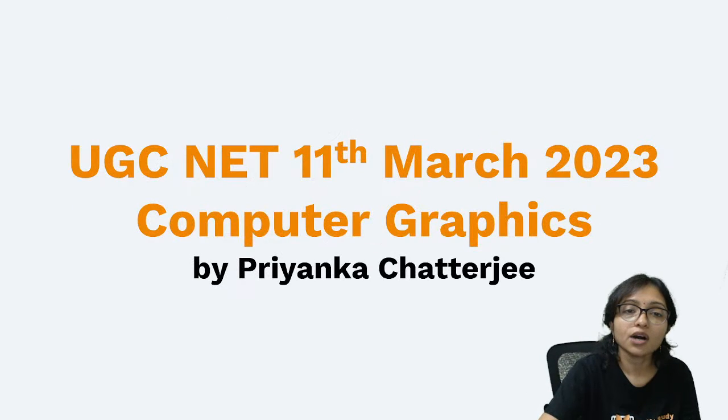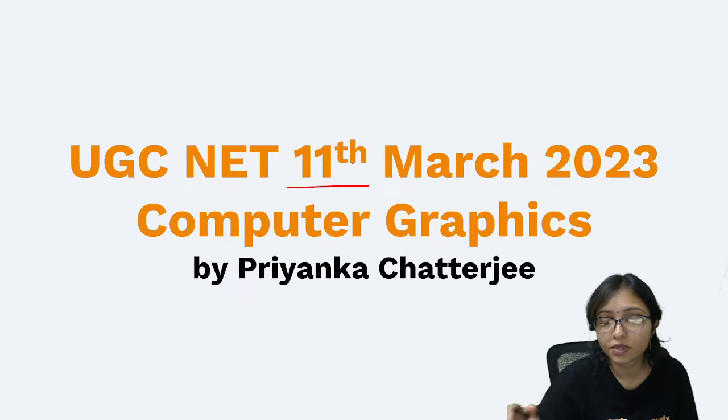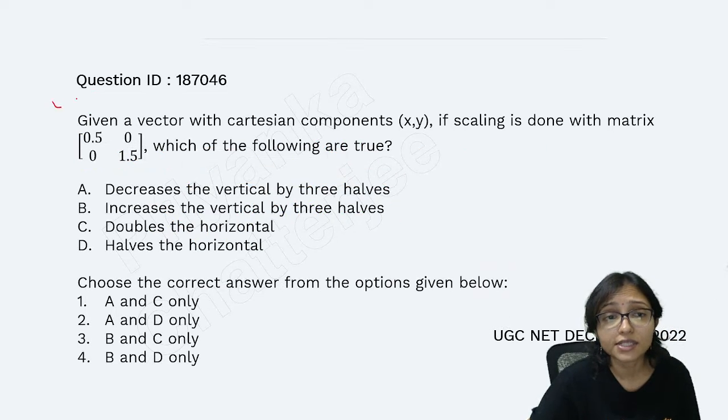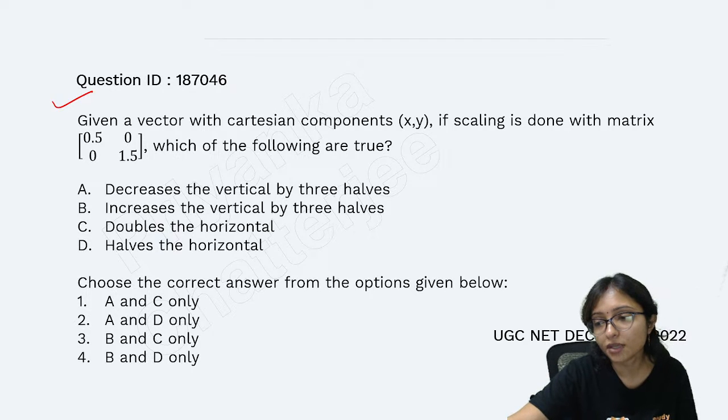Okay. Now the 11th March question. You will see that from the curve topic, many other topics' questions are also there. Now tell me what will be the answer for this one. Scaling is a topic from which repeated questions are coming.